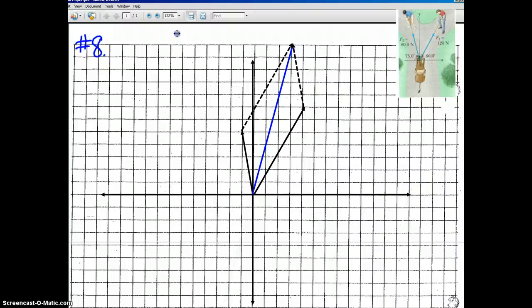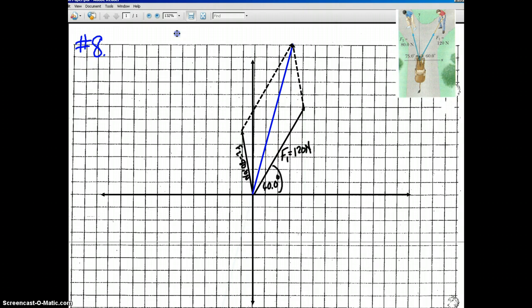All right, so let's proceed. We're going to go ahead and label this. This is F1, which is our 120 Newton force. It's at 60 degrees. Okay? I'm going to go ahead and label that. And we have F2 over here, which is 80 newtons, and it's at 75 degrees.